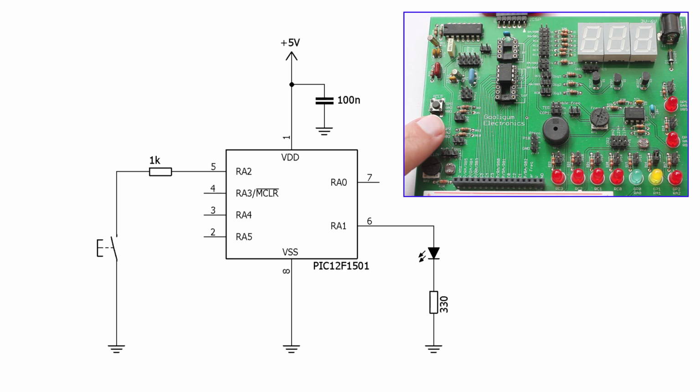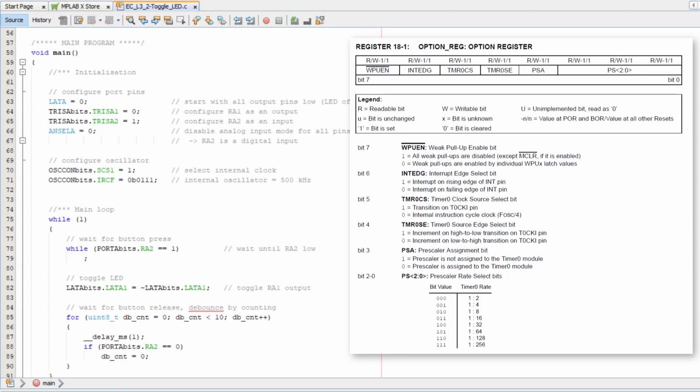You'll find that our toggle LED code doesn't work very well anymore, so let's fix it. The internal pull-ups are enabled overall by the WPUEN bit in the option register. The option register controls a few other things, which we'll take a look at in future lessons. But to enable the pull-ups, we first need to clear the WPUEN bit.